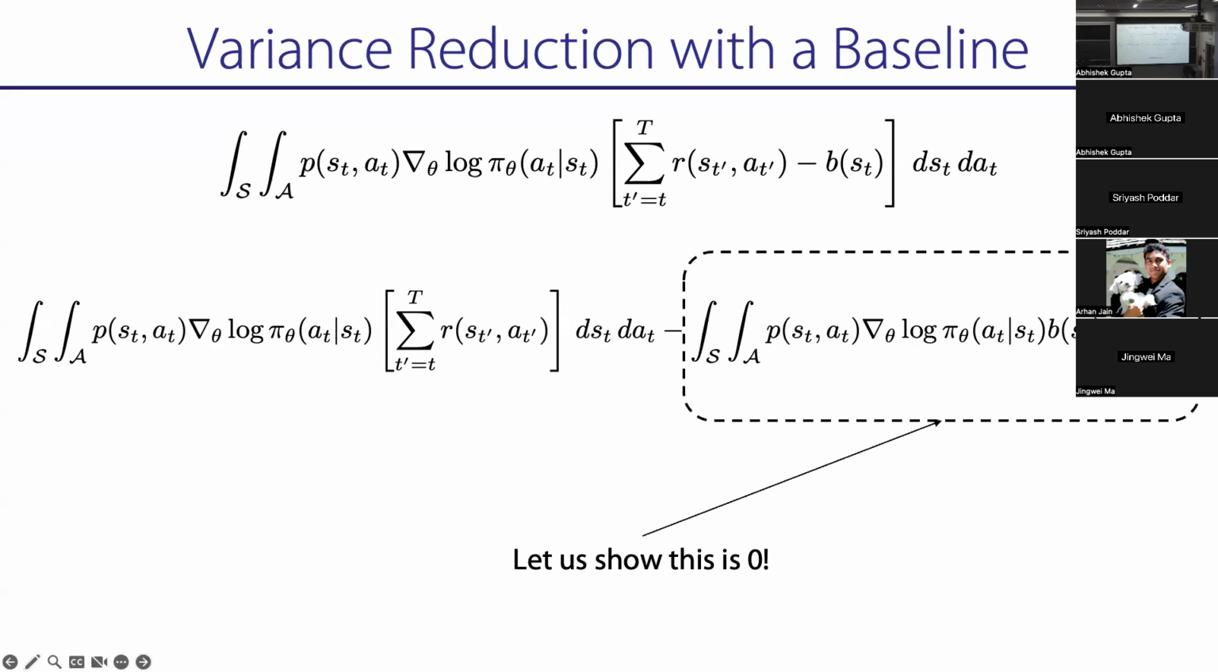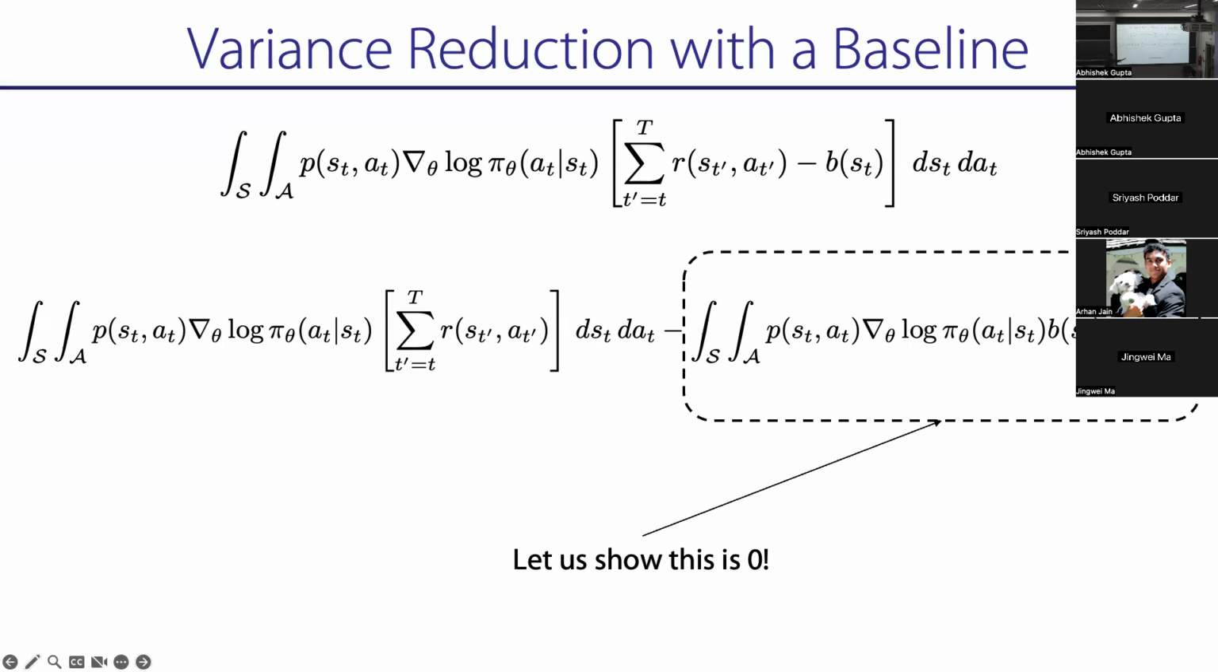Cool. So to recap, we said variance is a problem, and we have two ways of reducing variance. First is to decouple the past from the future, right? So just don't do return across the whole trajectory, just do return to go. And the second is subtracting the baseline from the return to go, and that's going to let us reduce variance without introducing bias.